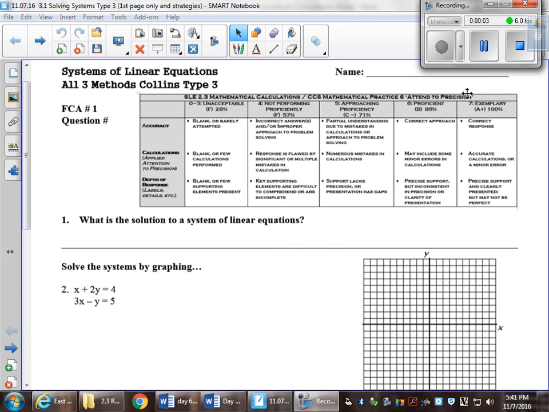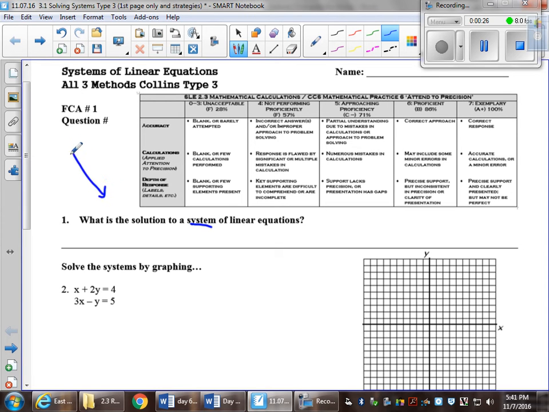Everyone. This video is going to walk us through step by step every single question on the first page of the type 3 both sides. So when I look at number 1, the question is, what is the solution to a system of linear equations? And if we recall from our very first day of working on systems, we said that a solution to a system is where those two lines intersect. This point of intersection right there is the solution.